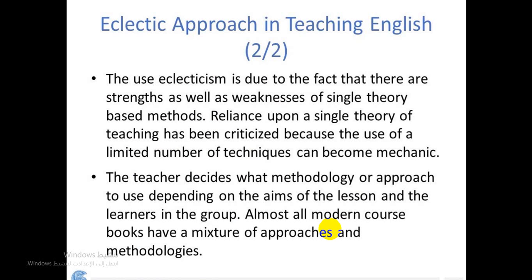What is the eclectic approach in teaching English? The eclectic approach is a similar treatment that incorporates and combines principles or techniques from various methods.